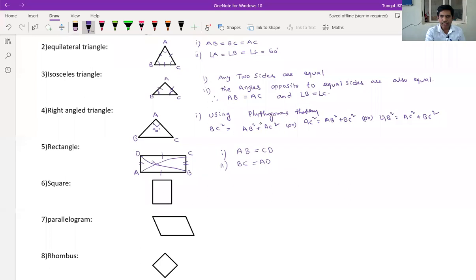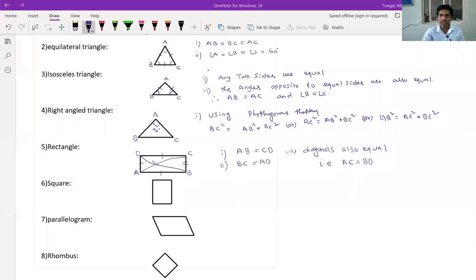Next, in a rectangle, diagonals are also equal. What are the diagonals here? AC is equal to BD. So these three we have to verify for the given 4 points to form a rectangle: opposite sides equal, diagonals also equal. That condition we have to prove.